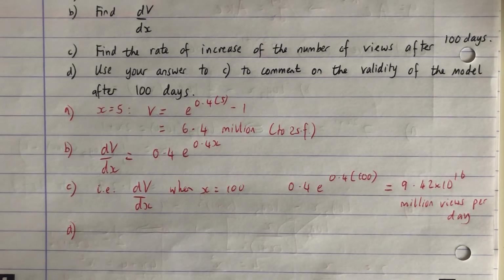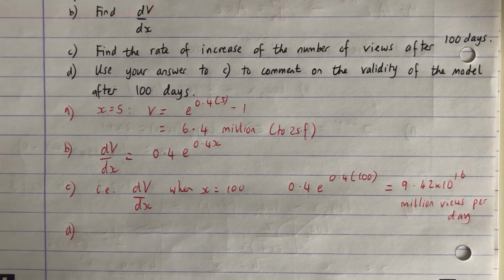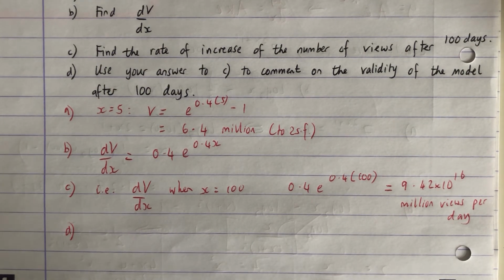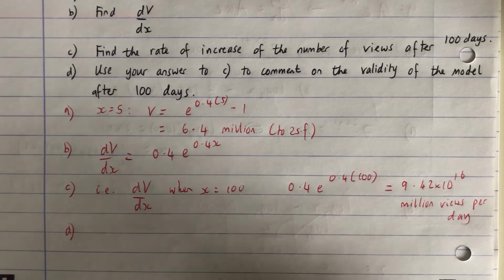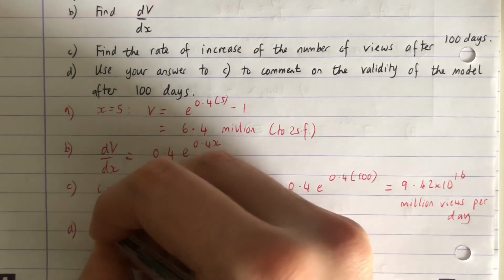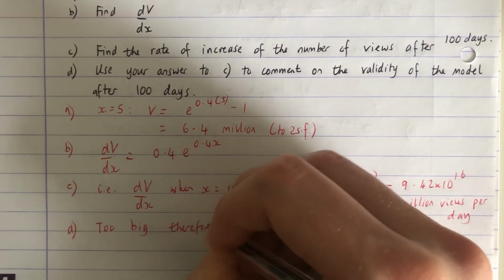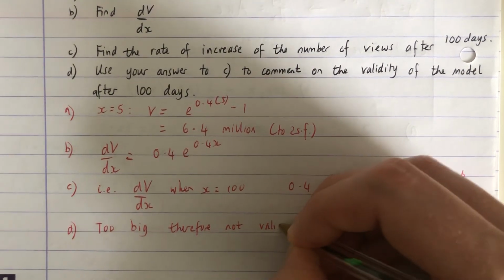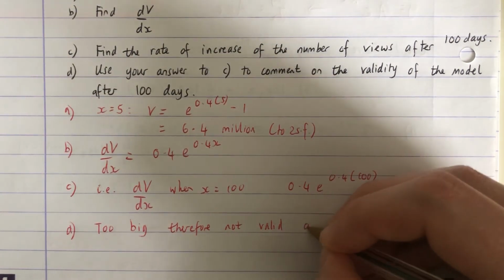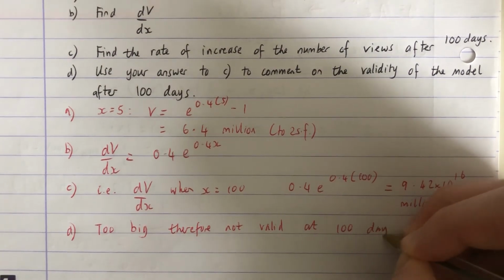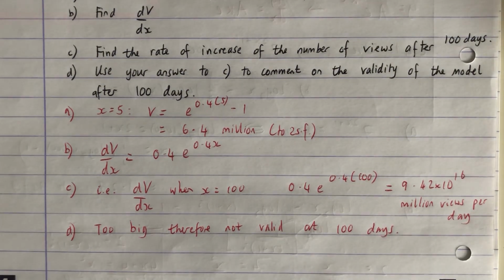Part D. Use your answer to Part C to comment on the validity of the model after 100 days. Well, based on that, I was expecting a lot of views. Not exactly sure how to read that number out in total, but it's a lot more than a billion. So this would not be sensible. So this number is too big. Therefore, not valid at 100 days or after. And that would be it.